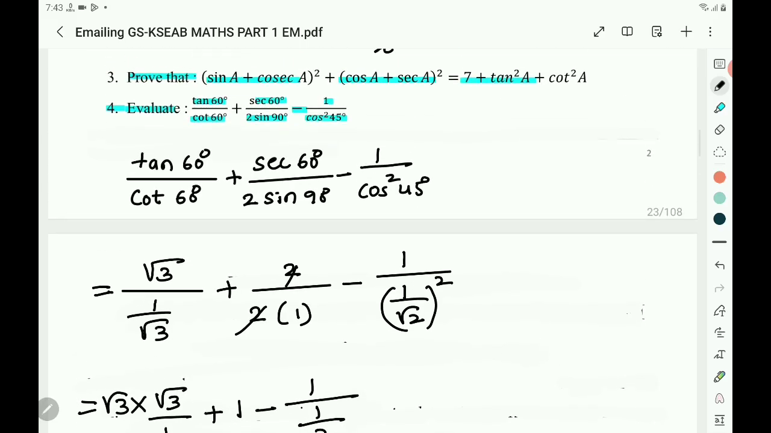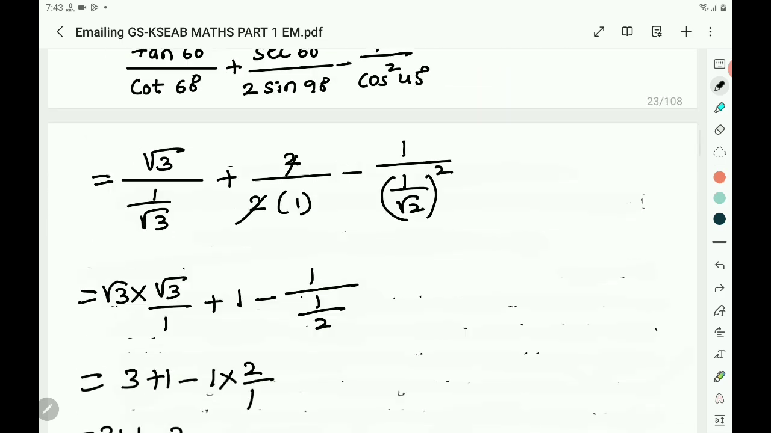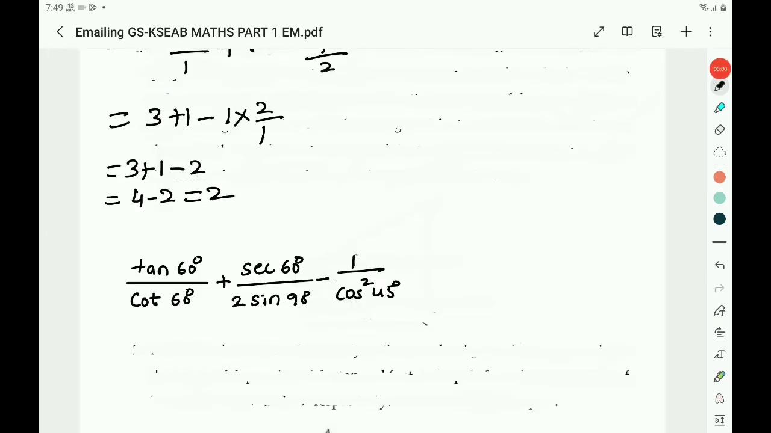Therefore, tan 60 by cot 60 plus secant 60 by 2 sin 90 minus 1 by cos square 45 degree is equal to 2.